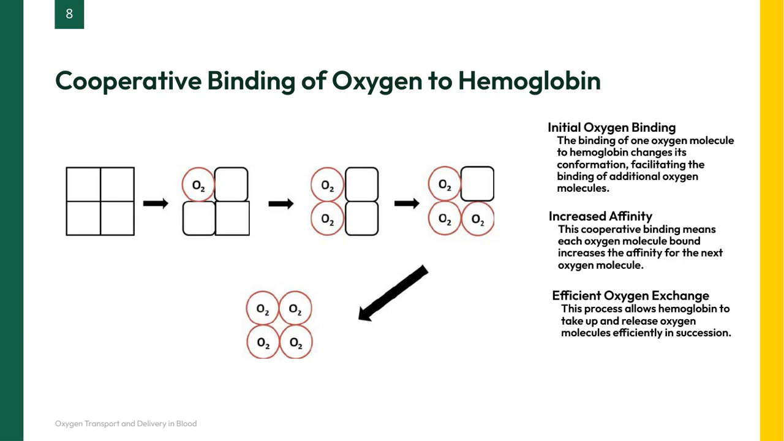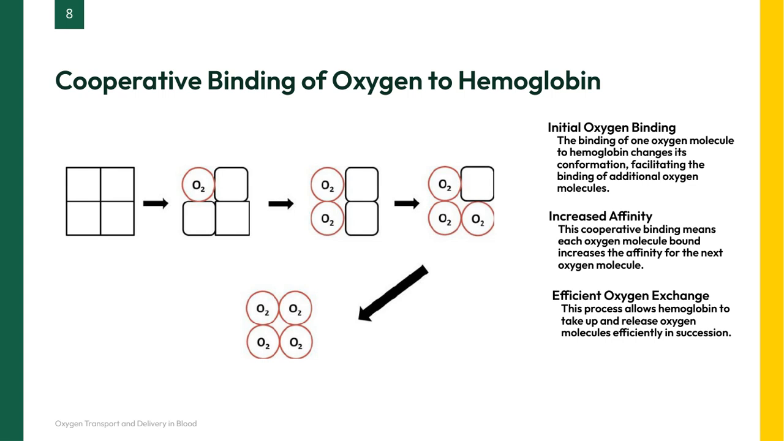Let's talk about how oxygen exchange works efficiently in our blood. This process allows hemoglobin to pick up oxygen in the lungs and release it in the tissues seamlessly, one after another. It's a highly coordinated effort that ensures our tissues get the oxygen they need. Now, a key part of this is increased affinity.